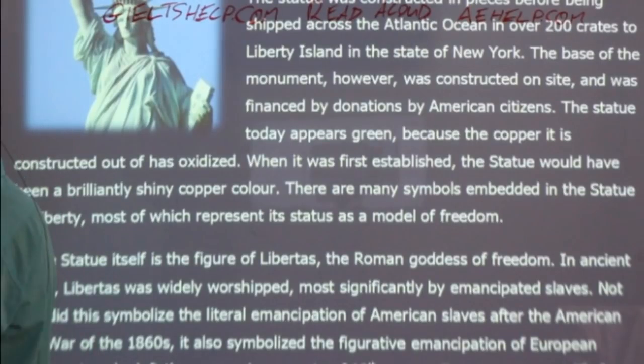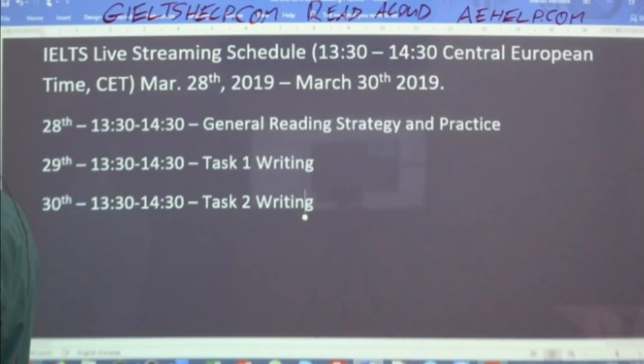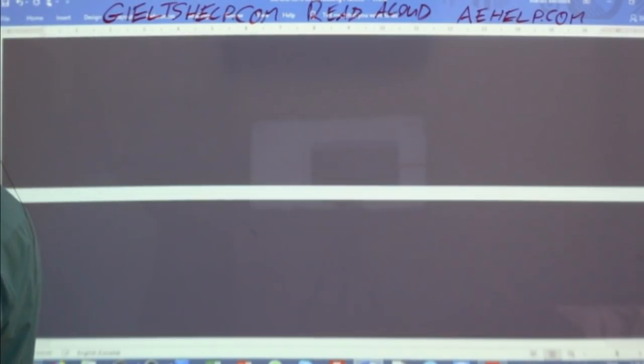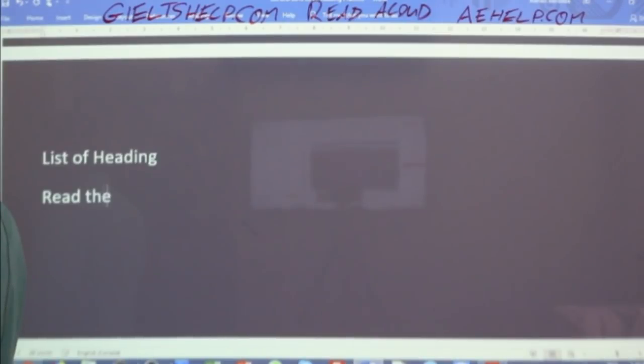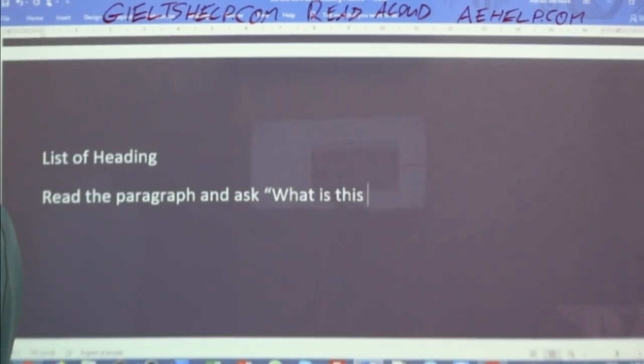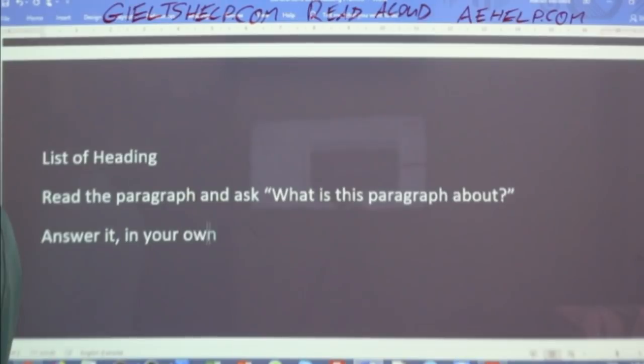So now for list of headings questions, your next step is to ask yourself, what is this paragraph about? After you read each paragraph, ask the question, what is this paragraph about, and answer it before you look at the choices. Read the paragraph and ask, what is this paragraph about? Answer it in your own words, and very importantly, before you look at the choices.